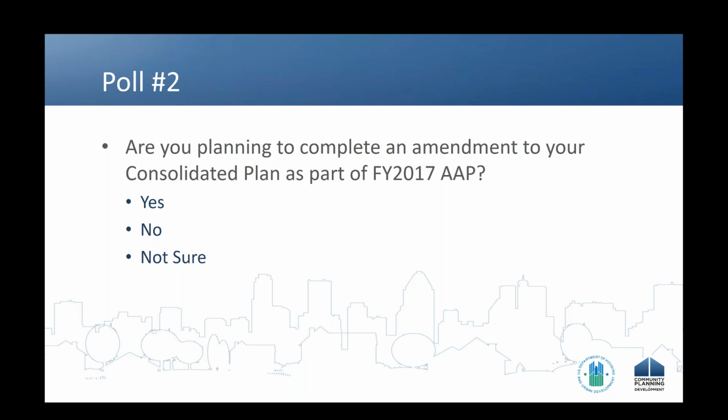So with that in mind, it's very, very important that you're beginning to prepare that Consolidated Plan amendment now in the eCon planning suite. You're not necessarily submitting it, but you're preparing it so it will be ready to be submitted. And then you'll be able to begin your 2017 action plan right away.